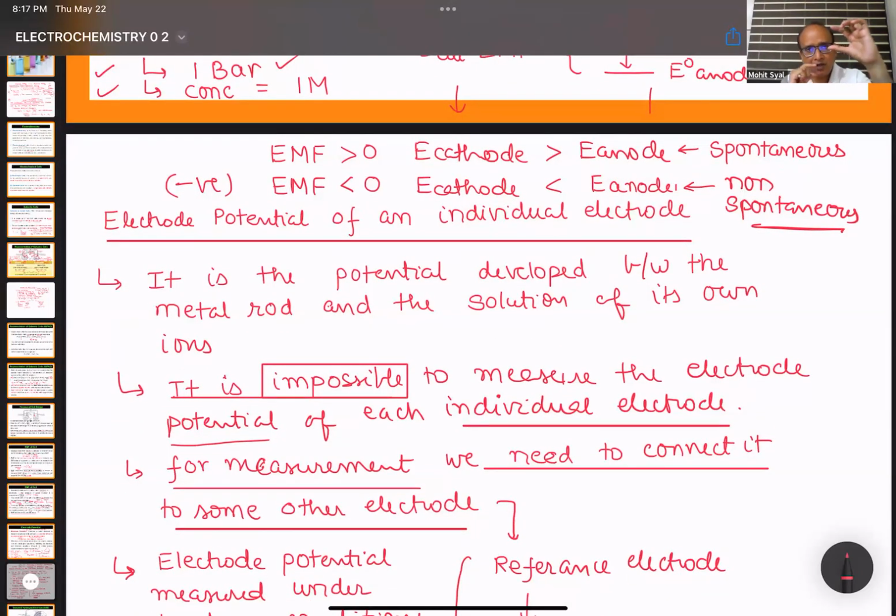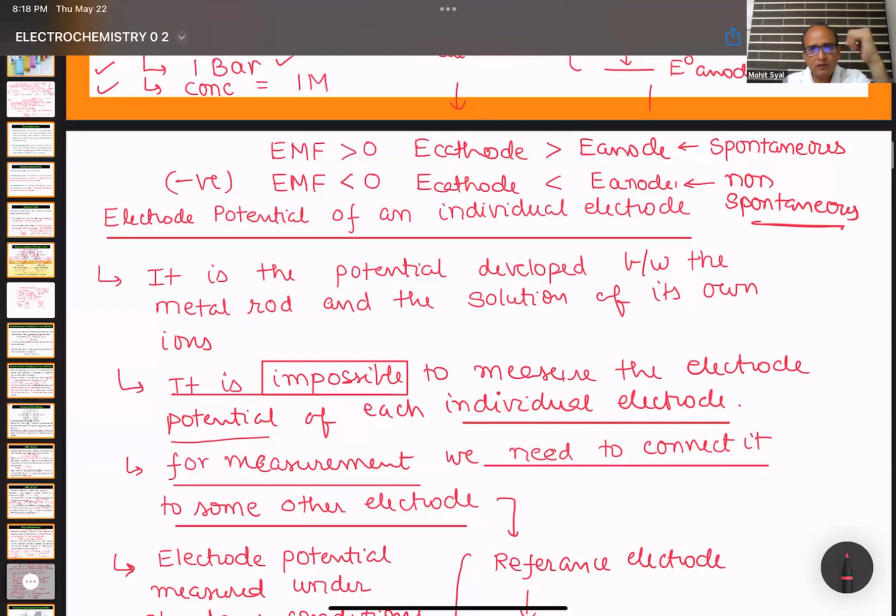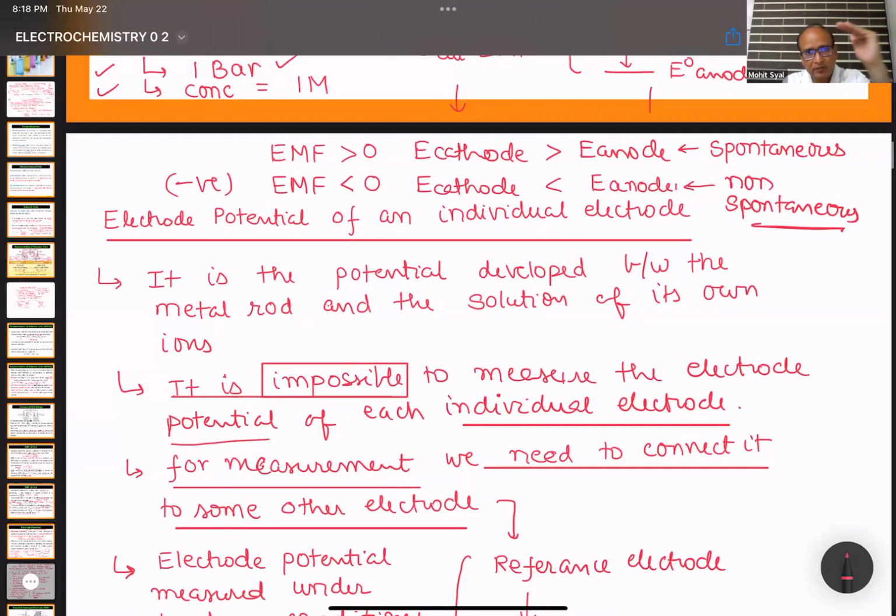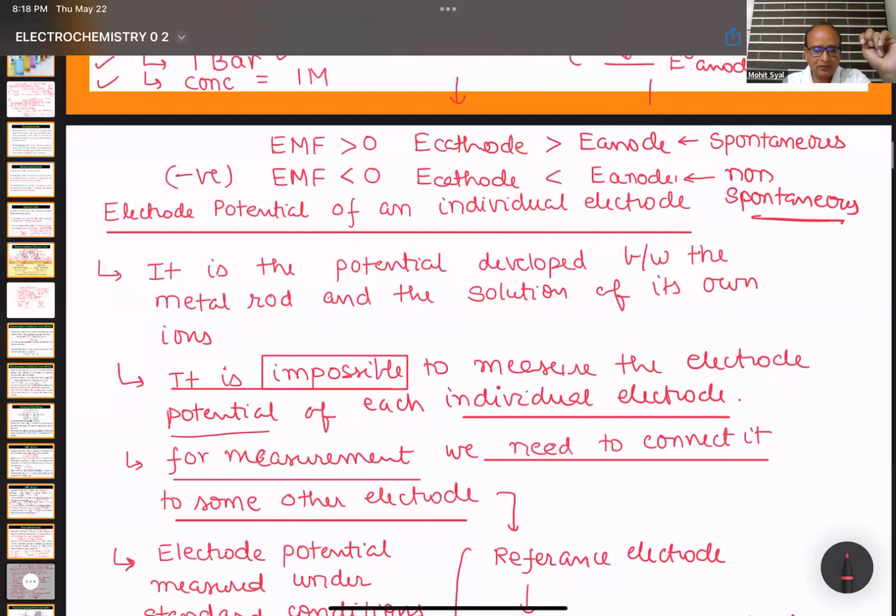Because you need to connect. You can measure the difference between the positive and negative terminal. But suppose I ask you what is the voltage of the positive terminal, what is the voltage of the negative terminal, only you will not be able to measure with the voltmeter. When you put a voltmeter, or the Wheatstone, that gives you the difference. So it is impossible to measure the absolute value of the electrode potential of a single electrode.